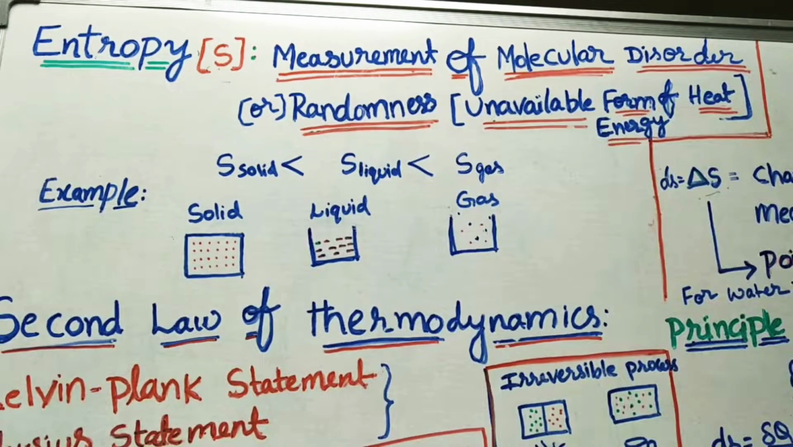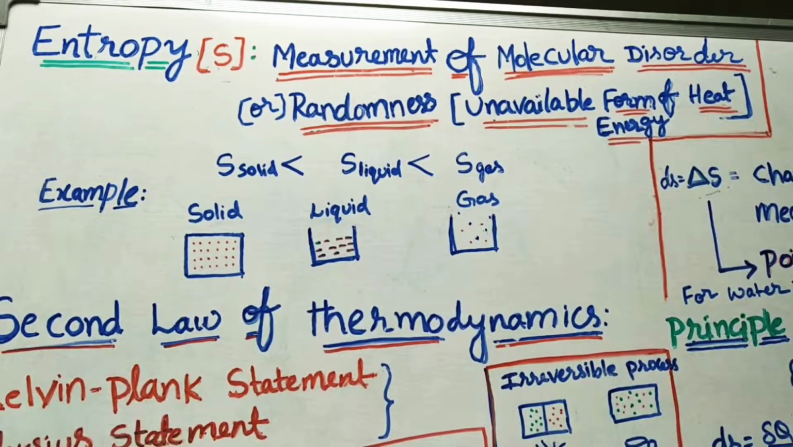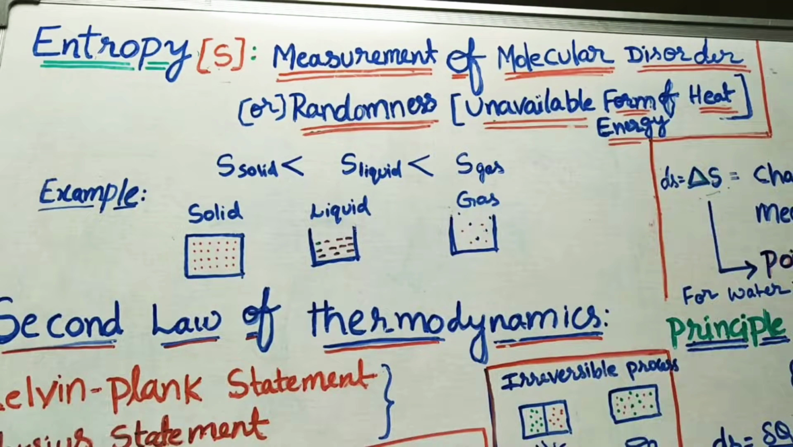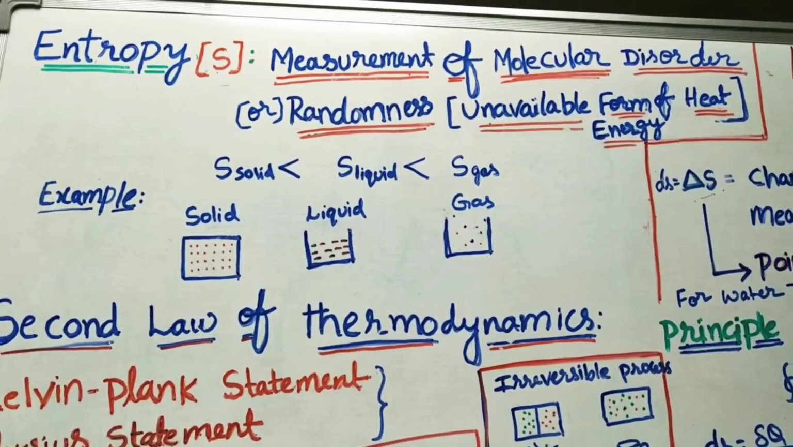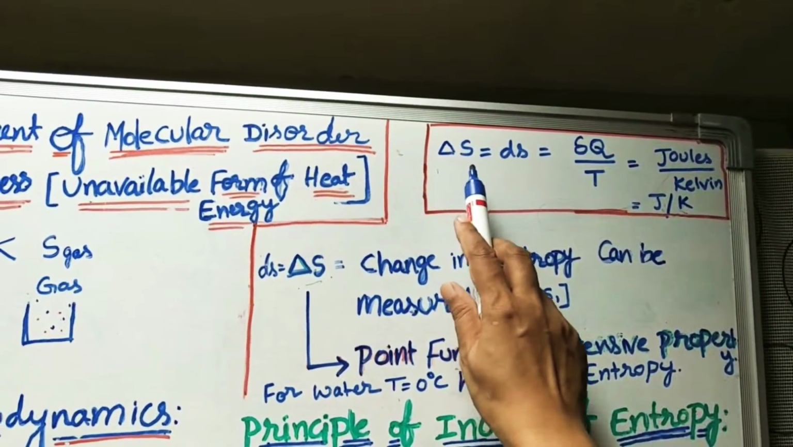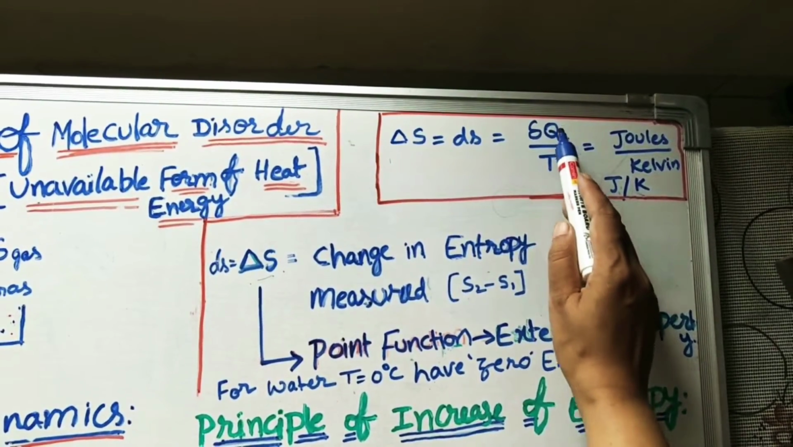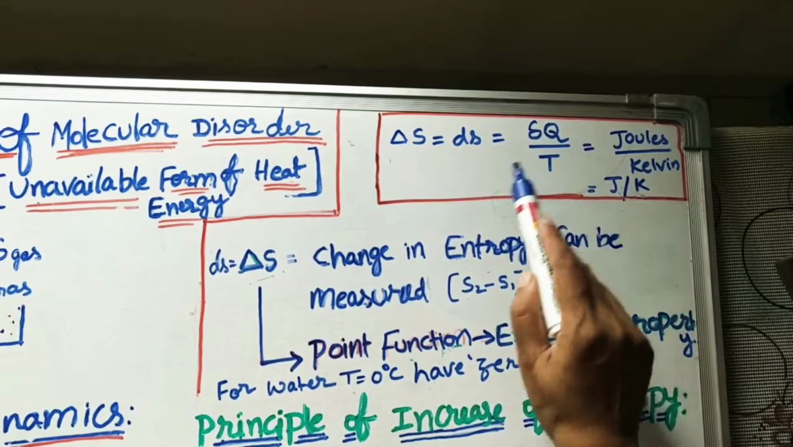Here, how can we measure disorder of the system? Because entropy means measurement of molecular disorder, and it is difficult to measure disorder of the molecules. That's why we take entropy in terms of change in entropy. Change of entropy we can measure by using delta S. So I am writing delta S means change of the entropy. We can write dS is equal to delta Q by T. It is the formula for the entropy.